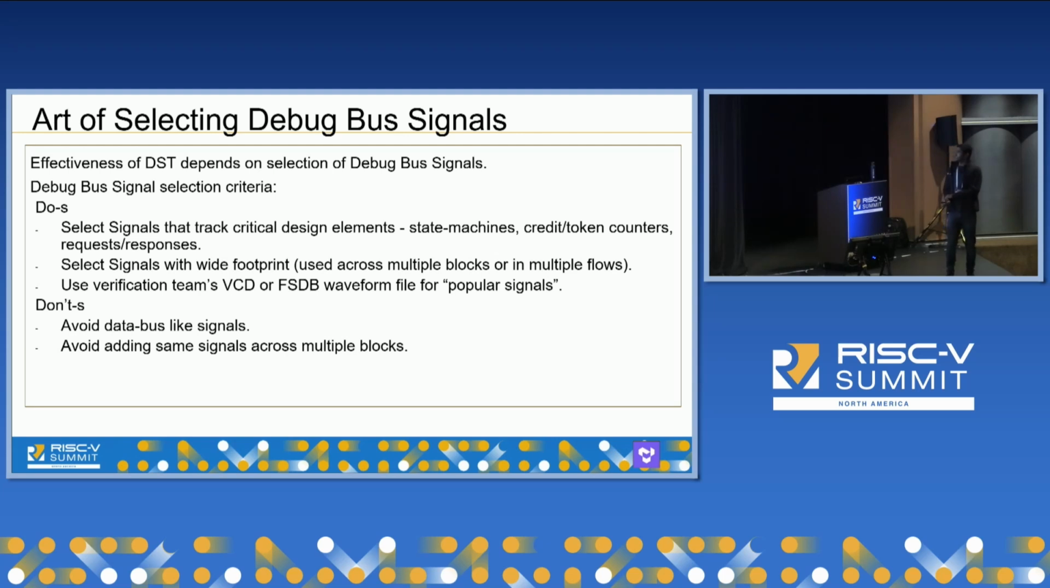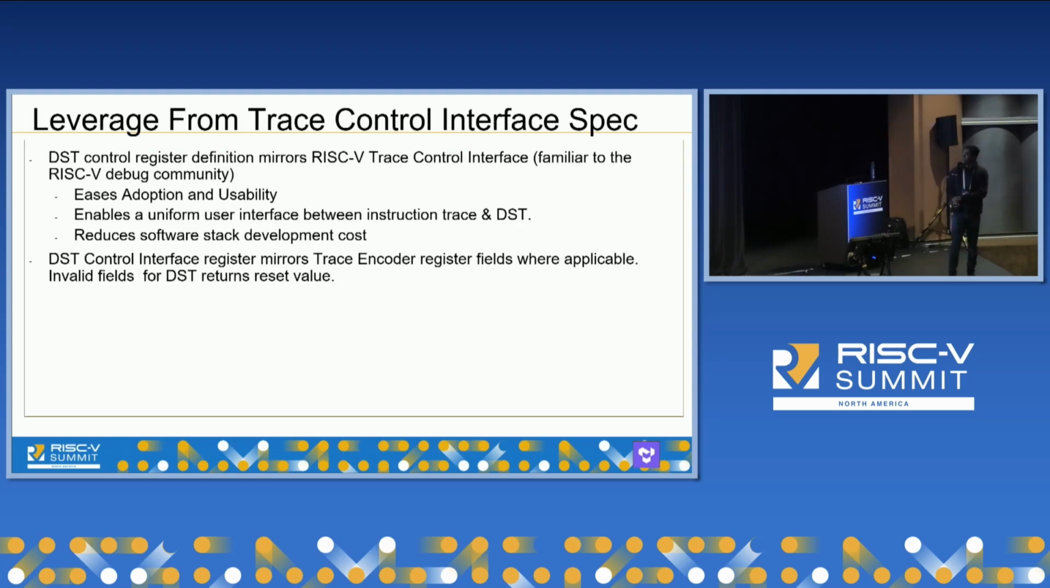Okay, we have more. Finally, we also wanted to leverage, as I was talking about in the previous slides, as much as possible from the trace control interface spec. This not only uses our implementation, as I was explaining earlier, with respect to trace run and tracing, but also helps with ease of adoption and helps our software debug vendors to rapidly develop software for debug signal trace. So this reduces our overall development cost.